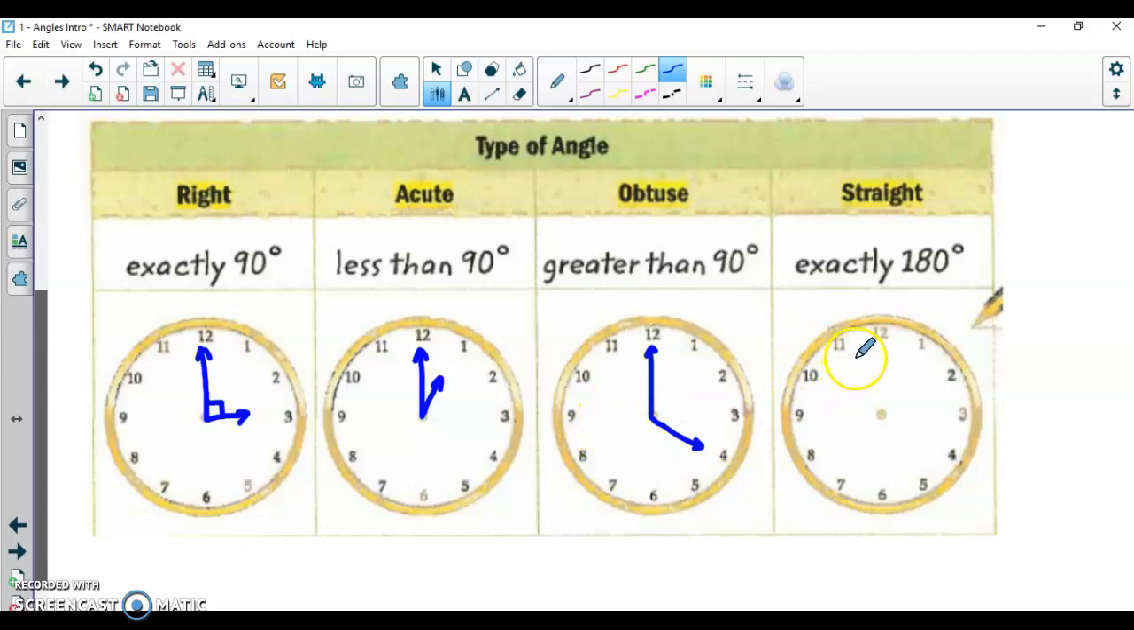A straight angle is exactly 180 degrees, and straight is basically a straight line. So this whole angle, if you were to measure it here, is 180 degrees. So that would be, for example, 6 o'clock.